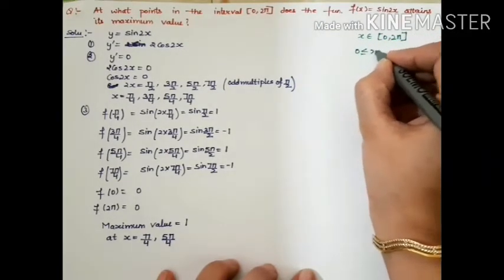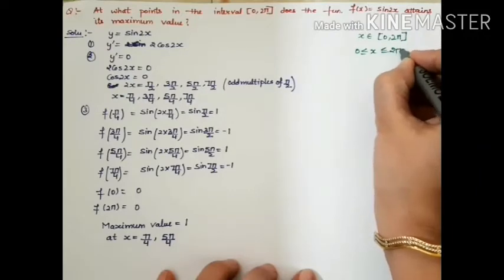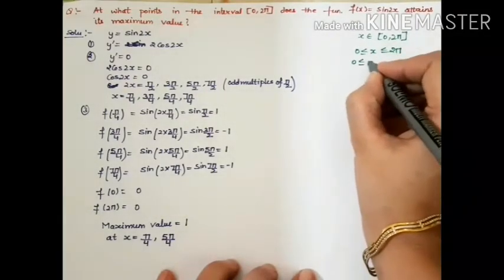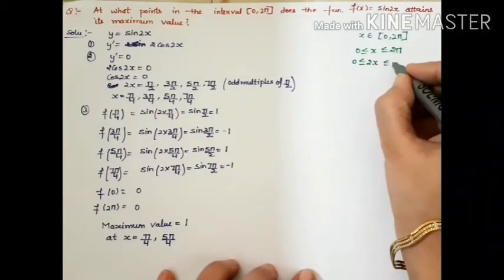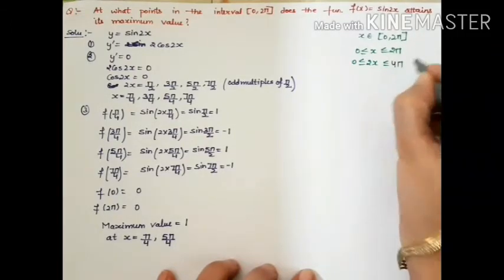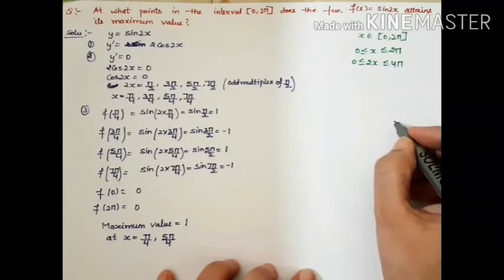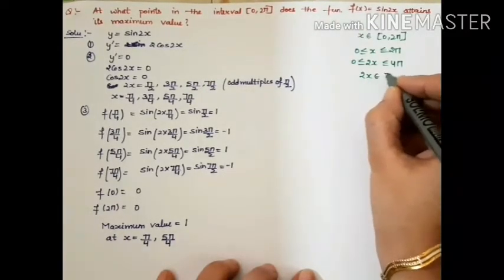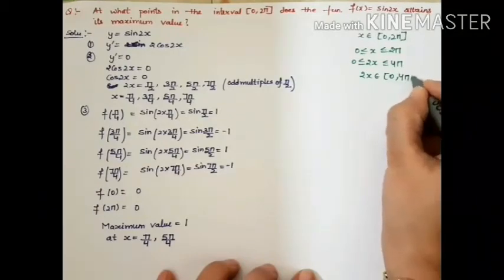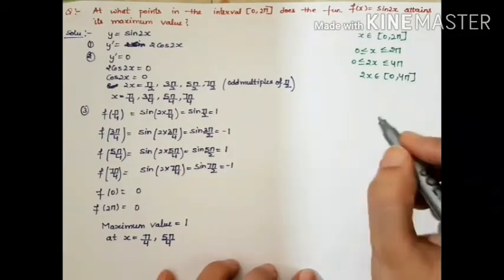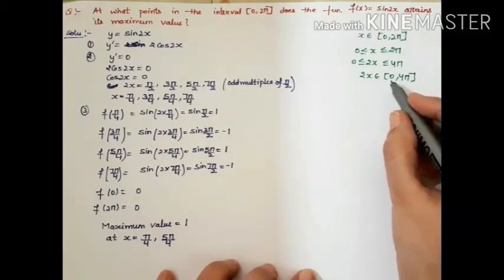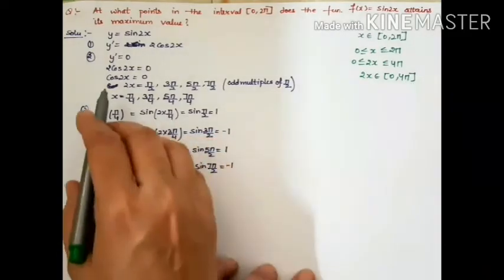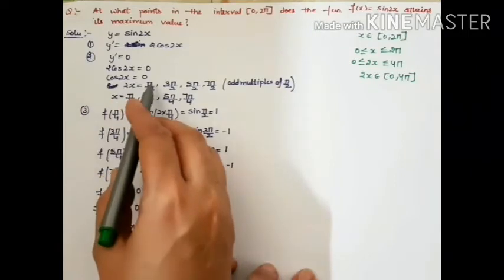That means this is what we are having. We will multiply the whole inequality with 2 to get this. So our 2x belongs to the interval 0 to 4 pi. That means I will take all possible angles within 0 to 4 pi which satisfy my equation cos 2x is equal to 0.